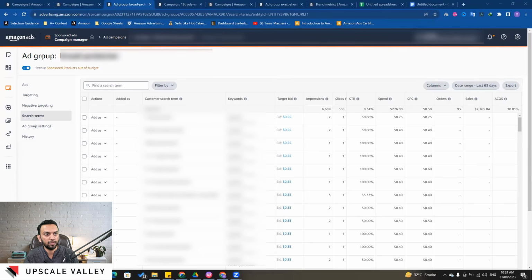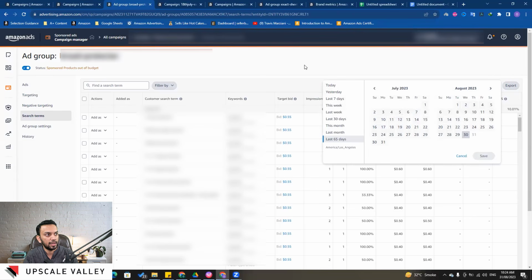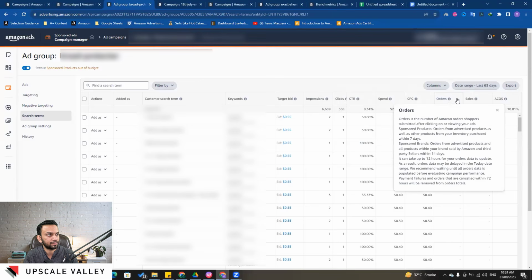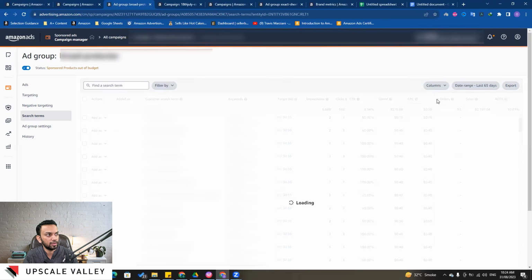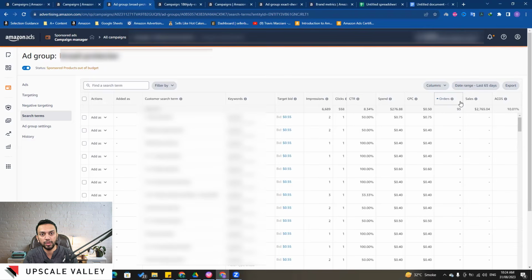This is one of the broad match campaigns, and I've come here to the search term data. For this, I usually prefer to select the maximum date range, which is around 65 days available, like you guys can see here. And then after that, I sort it on the basis of orders and try to filter out all the useless search terms here.